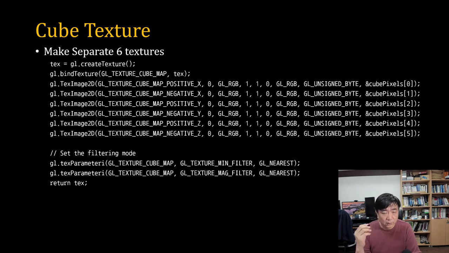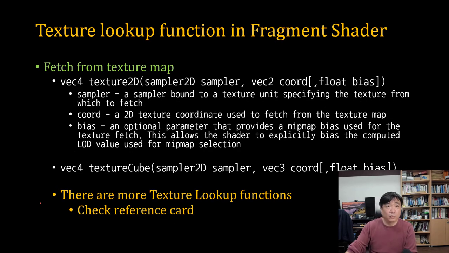In the case of a cube texture, we need 6 separate textures. So we need to create a texture and then bind the texture to the cube map, and then we add 6 images or 6 data into the cube map: positive X, negative X, positive Y, negative Y, positive Z, negative Z. Then we can set some texture parameters, and then we can use it. So when we use it in the fragment shader, we use textureCube, and the vec3 coordinate is the direction of the vertex. It can be calculated from the vertex coordinate, or we can set it with an additional attribute, okay?